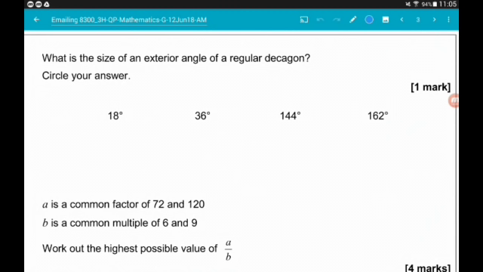Question 4 asks us, what is the size of the exterior angle of a regular decagon? So, the sum of exterior angles is always 360. No matter how many sides your shape has, the exterior angles always add up to 360.